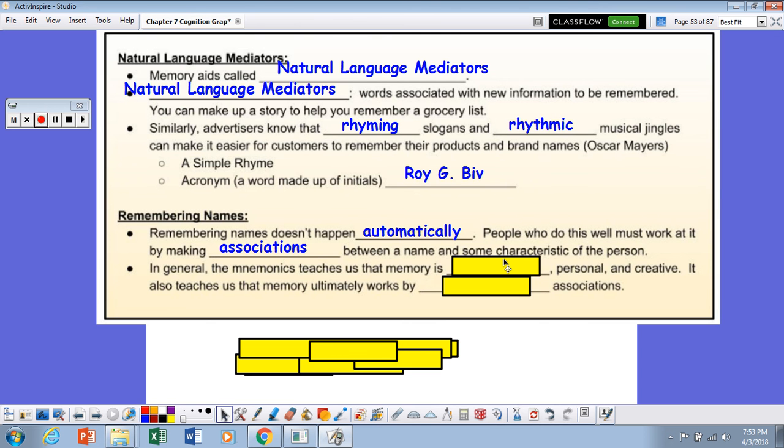In general, the mnemonics teach us that memory is flexible, personal, and creative. It also teaches us that memory ultimately works by meaningful associations.